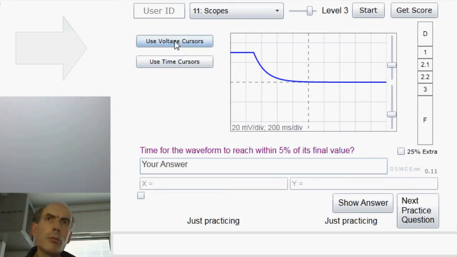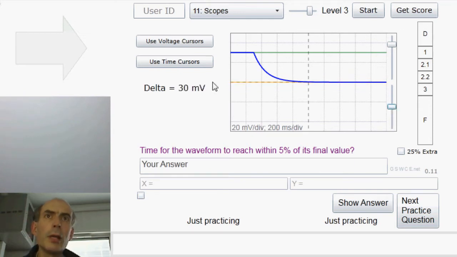And if we put the voltage cursors on, we can see that the actual, tricky to get these bang on occasionally. There, you can use the up and down cursor keys as well as the sliders to get it spot on the value. Total of 30 millivolt drop. So 63% of 30 millivolts would be 18.9 millivolts. How long does it take to go 18.9 millivolts?